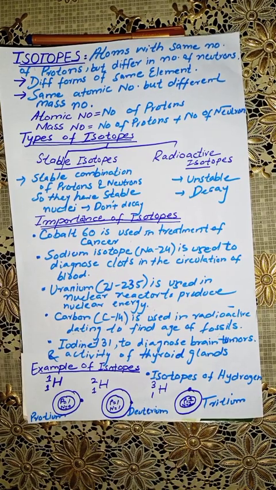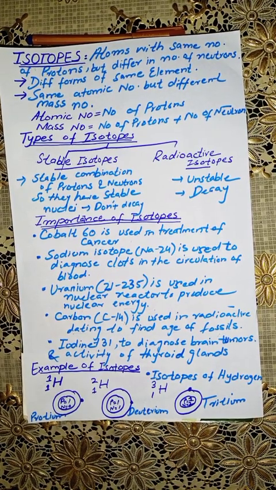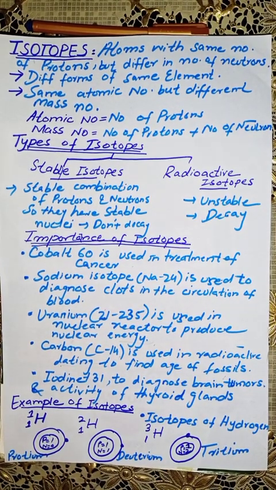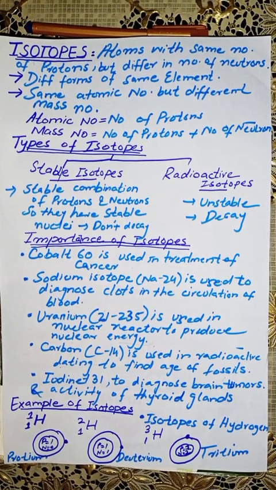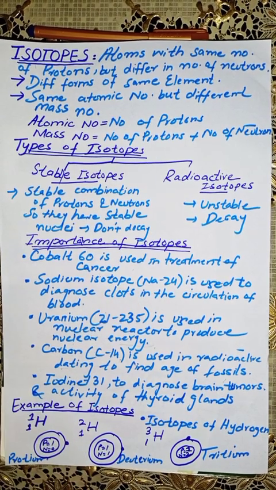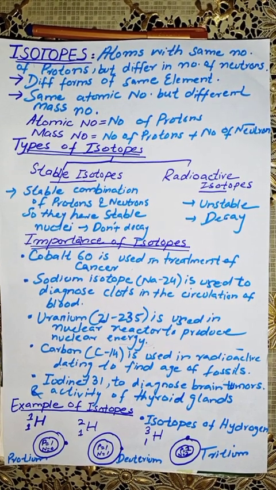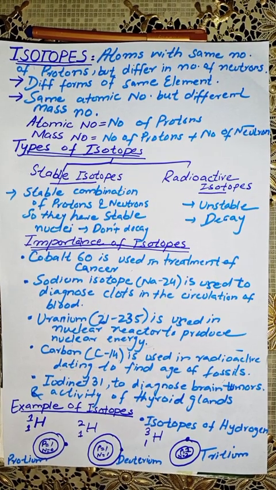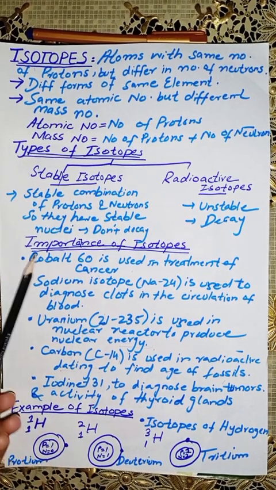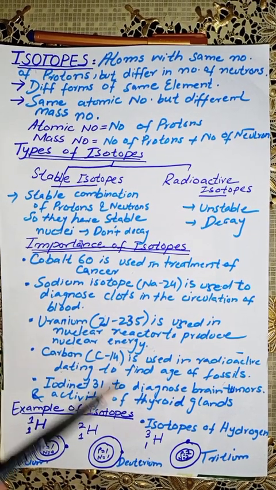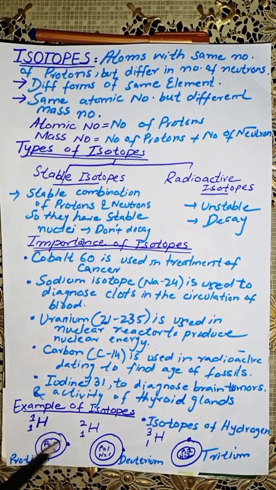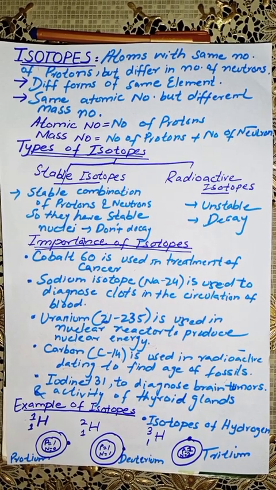Now we will revise the lecture that I have delivered today. In today's lecture, we have discussed the definition of isotopes, which are atoms with the same atomic number but different mass number. The types of isotopes: stable and radioactive isotopes. Stable isotopes have stable nuclei and do not decay, and radioactive isotopes are unstable and decay. Next, we discussed the importance of isotopes. We have numerous isotopes that are used for different purposes, such as medicinal purposes, and we also discussed the example of isotopes of hydrogen.